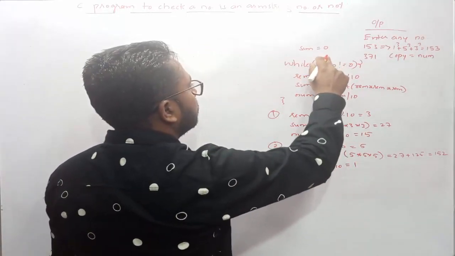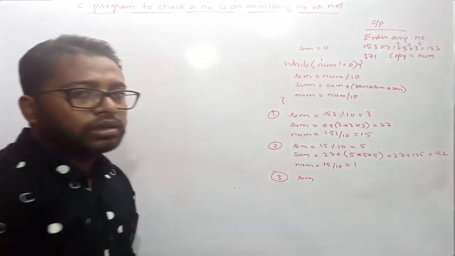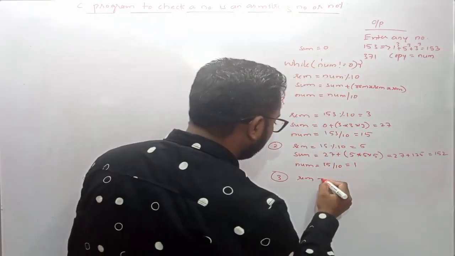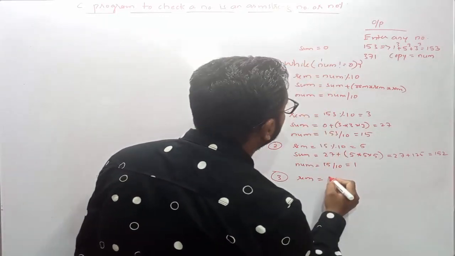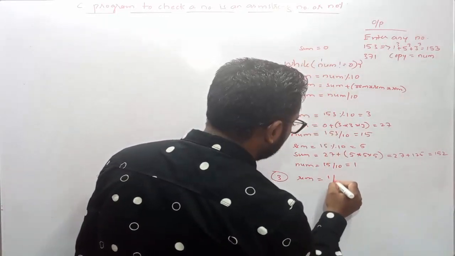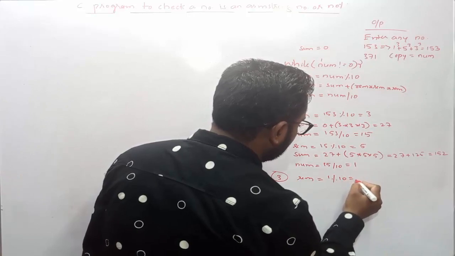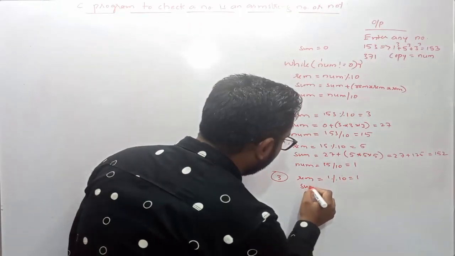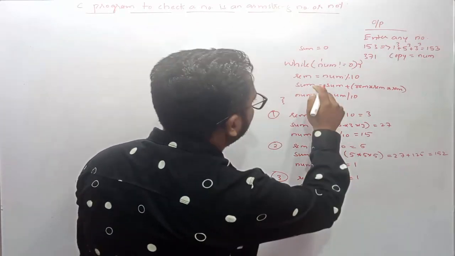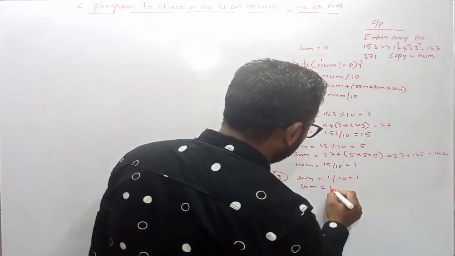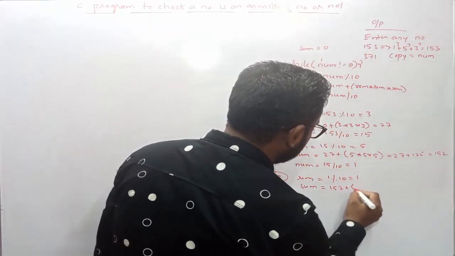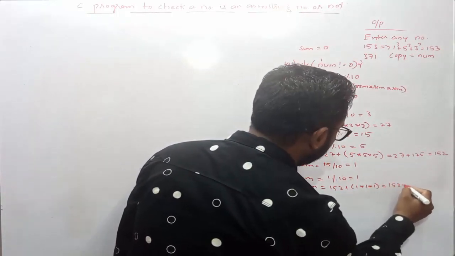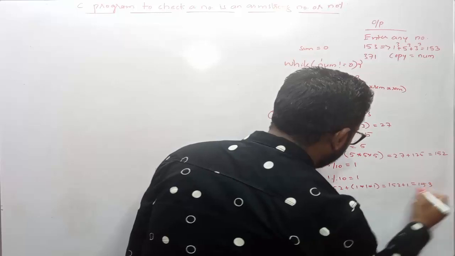Okay, here it will be 1. 1 is not equal to 0. Yes, condition true. When the condition becomes true, control will come inside the while loop to perform this task. Reminder equals num 1 mod 10, and we will get 1 as a reminder. Then we will add, sum equals sum. Sum is 152 plus 1 into 1, which is 152 plus 1 equals 153.